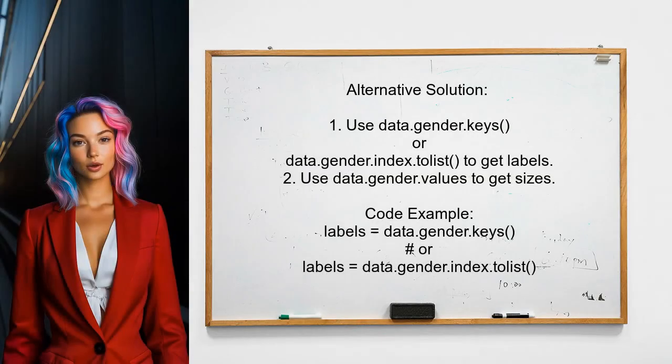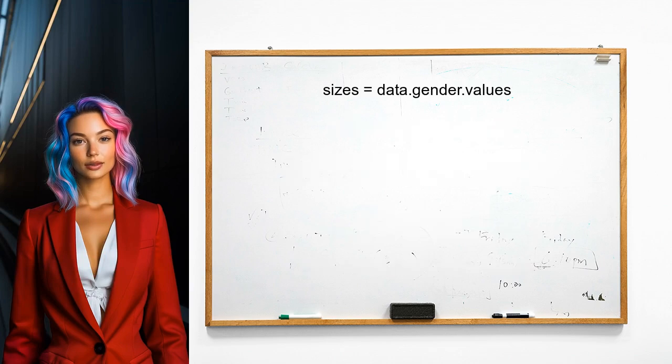Let's check out another perspective from a different user. An alternative solution suggests using the keys method or the index method to retrieve the labels from the value counts. You can use data.gender.keys or data.gender.index.tolist to get the list of keys, while data.gender.values will give you the sizes.